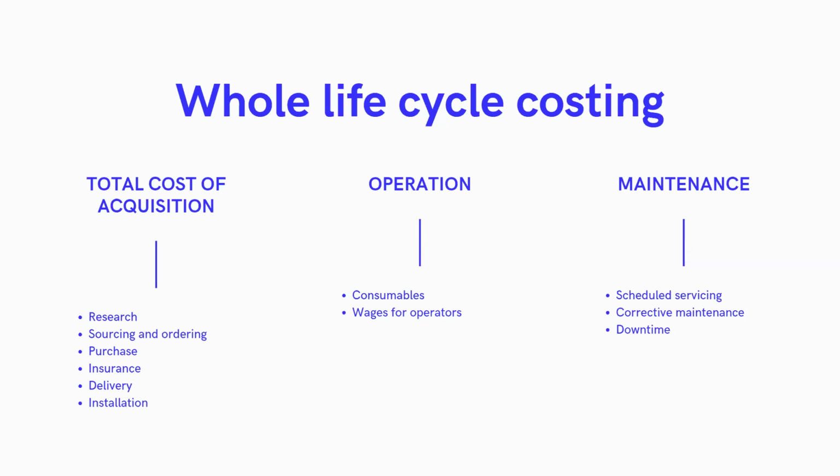Under each element, there will be some further costs. Under acquisition we have the purchase price, the insurance, delivery, or installation. Under operation, we have the wages for the operator or the consumables or the fuels for the assets. Under maintenance, we have the cost of scheduled servicing or corrective maintenance or the cost for the downtime of the machine.